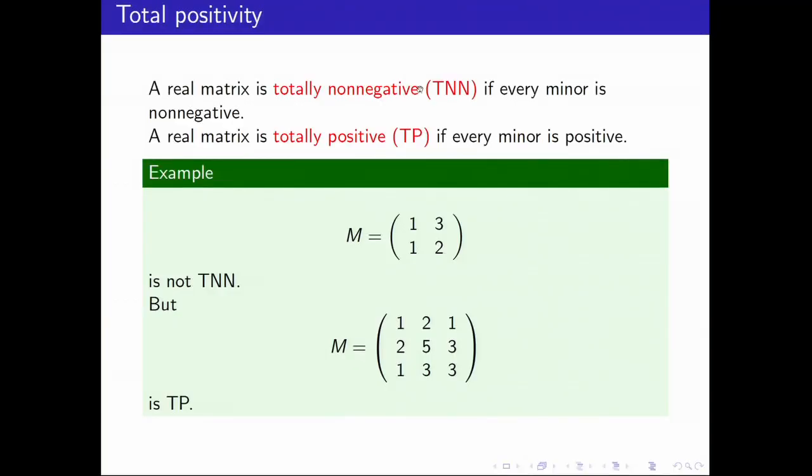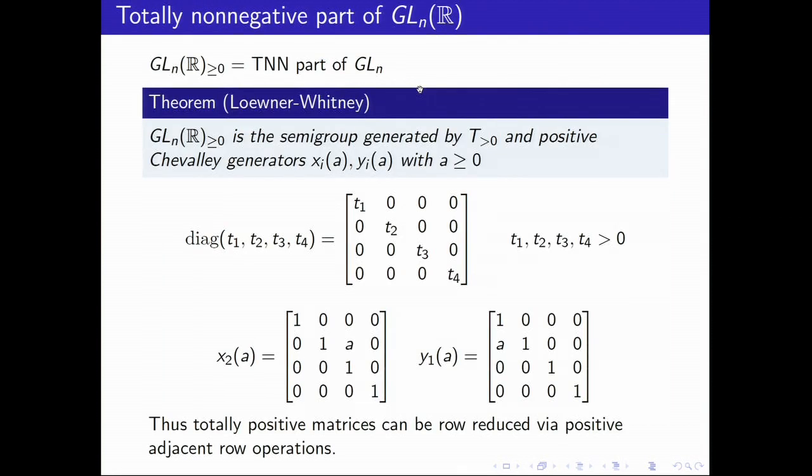This notion was first intensively studied in the 1930s, I believe, by Gantmacher and Krein and by Schoenberg. I won't discuss their motivations because they're quite different to mine. I'll start with the Loewner-Whitney theorem. I believe Whitney did work with Schoenberg. It's a theorem about the totally non-negative part of GL_n. So we restrict ourselves to square non-singular matrices, and we consider those that are totally non-negative.